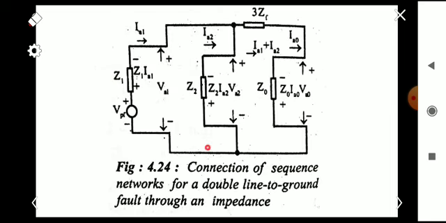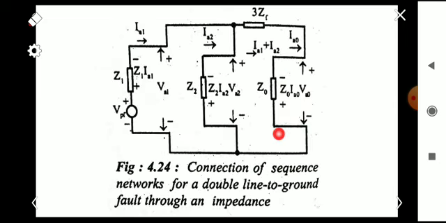So from these equations we obtain the zero sequence voltage component VA0. VA0 is the sum of the positive sequence component VA1 plus 3 ZF IA0. Also it is the sum of the negative sequence component VA2 plus 3 ZF IA0. So it shows a connection like this. Here it is VA0.